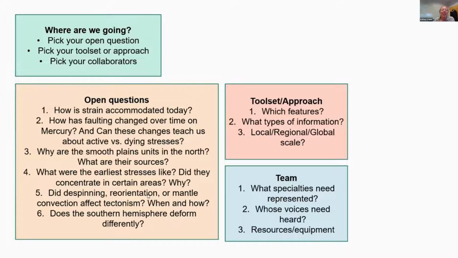Great. So if you're going to address that with tectonics, what features are you going to map? And what would you measure on them, do you think?